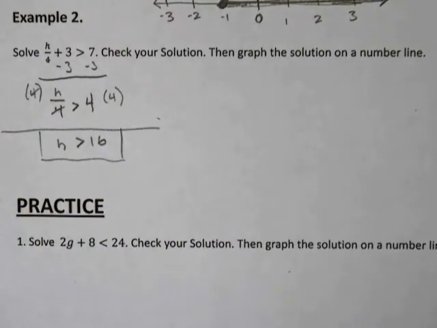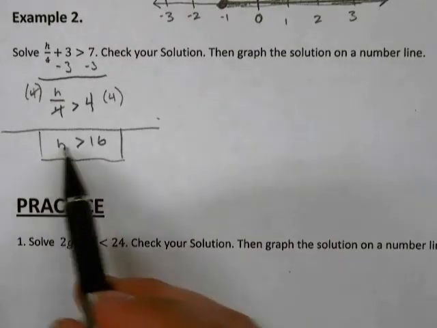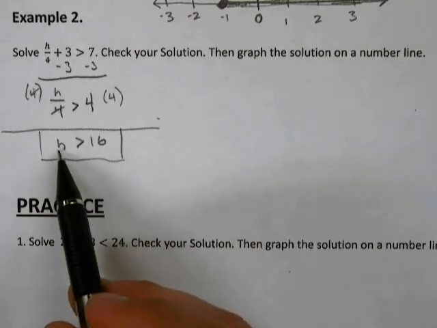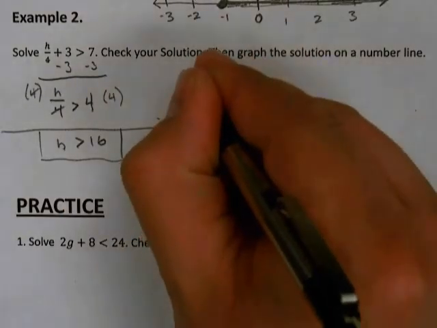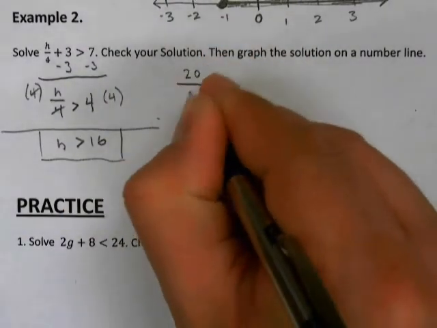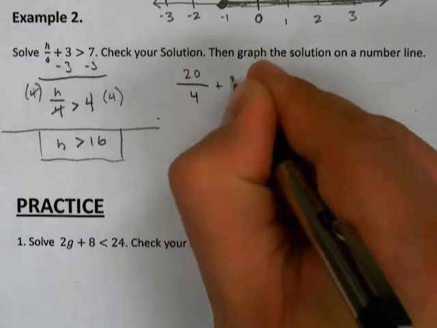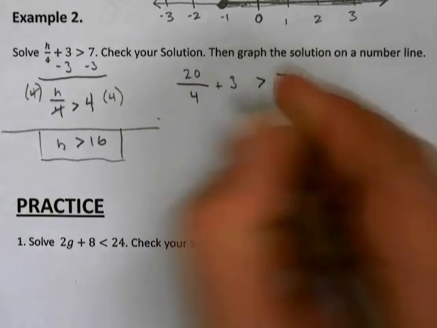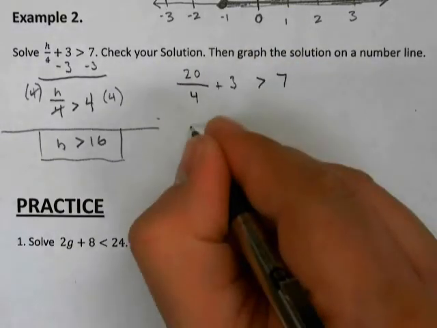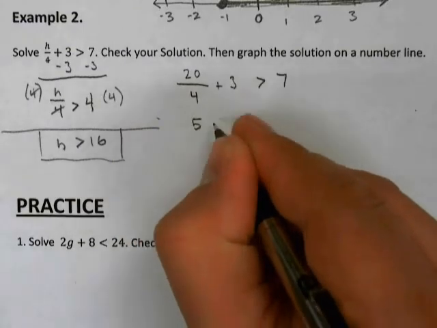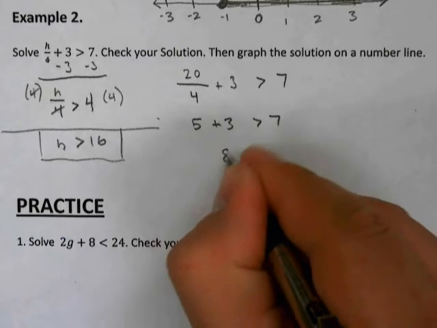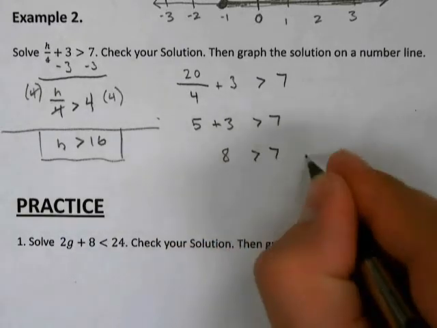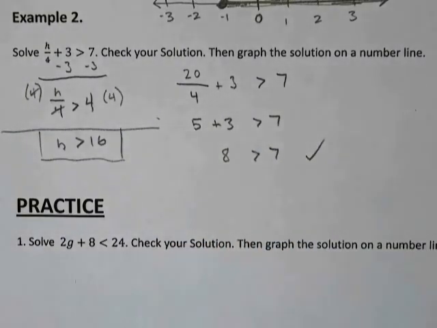So let's plug in a number that would work for this. If h is greater than 16, we could plug in, say, 20 for h. So I'm going to plug in 20 here for h. So it'll be 20 divided by 4 plus 3 is greater than 7. And 20 divided by 4 is just 5, plus 3 is greater than 7. And 5 plus 3 is 8, which is greater than 7. So that checks out. We're all good there.